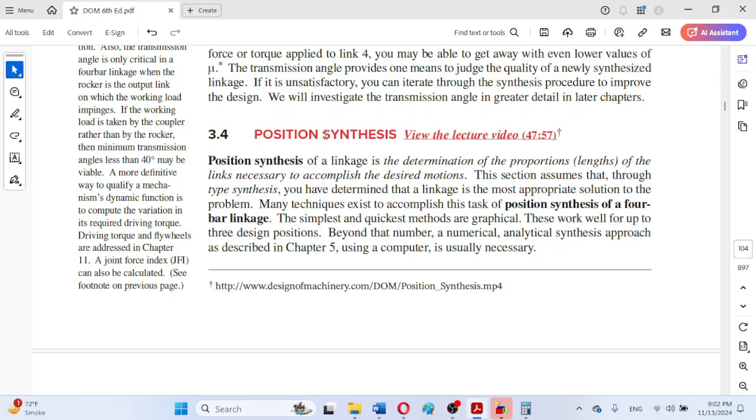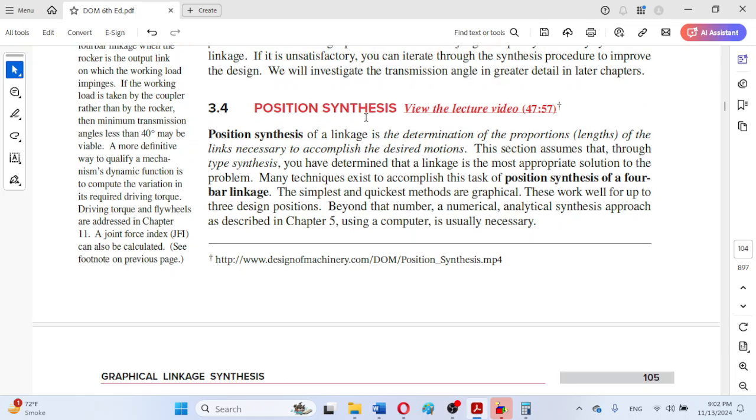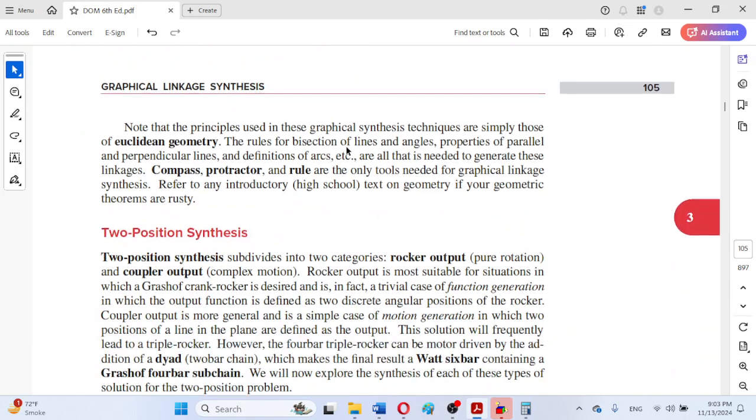So that is the first process before the analysis. Analysis is done after that, and before the analysis the synthesis process is done, by which the sizes of the links are determined depending upon the DOF of the mechanism, which is obtained using the Gruebler formula. This is the position synthesis.